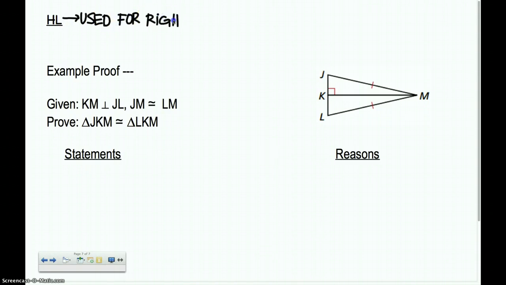So we talked about having to prove three things, or show three things to be congruent. In this case, one of the things you have to show isn't necessarily congruent, but that you are working with right triangles. Okay, here's kind of how it works. Let's go through an example real quick.